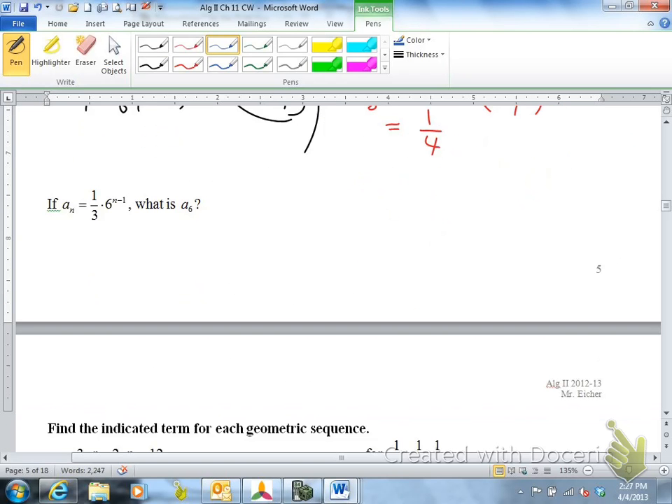We've seen one like this before. What is a sub 6 given a formula? You basically just plug in 6 into the formula and get the answer.